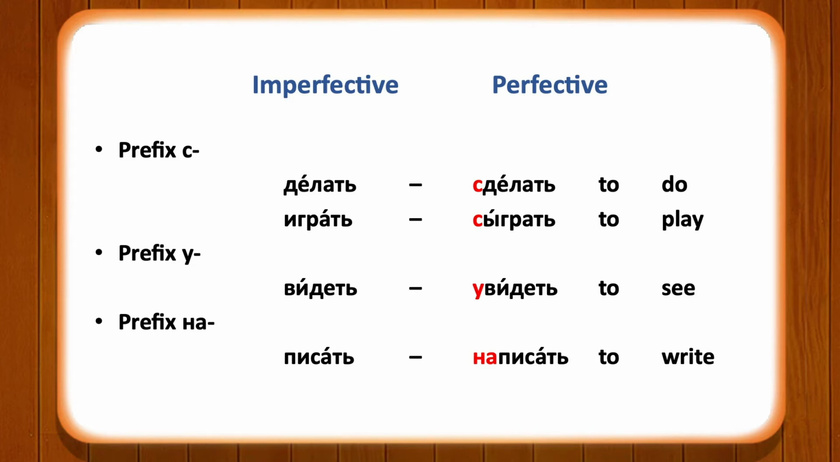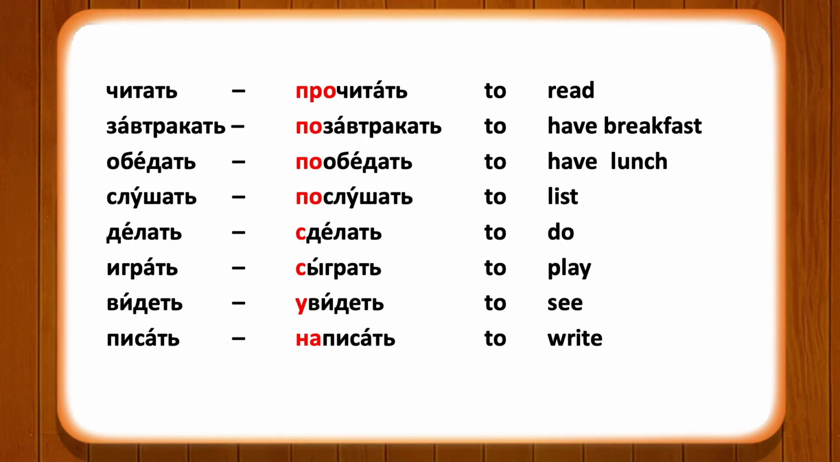Pisach. Pisach means to write. The perfective aspect of this verb is napisach, where the prefix na is added to the imperfective verb. So, pisach, napisach means to write. Pisach is imperfective and napisach is perfective.